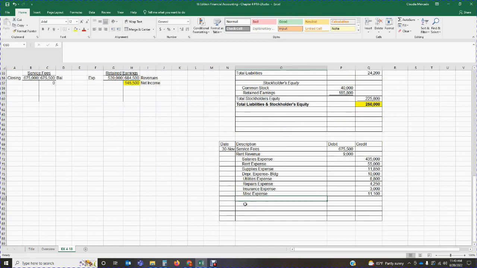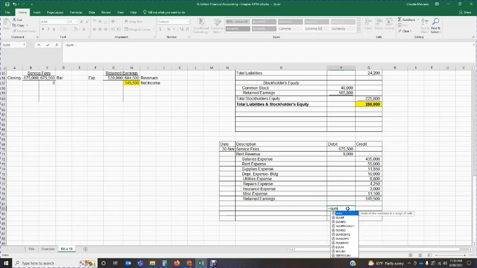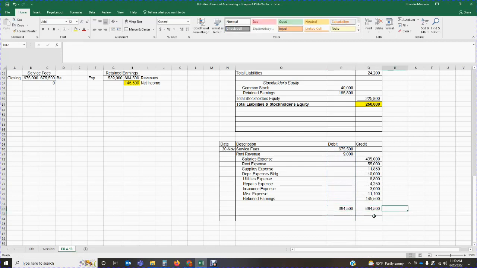So I know that my retained earnings need to be credited 145,500. Now, of course, I like to make sure that my debits equal my credits. I am just going to make sure of that before I move on to the next entry. And yes, they do. Debits equal credits. So let's recap.